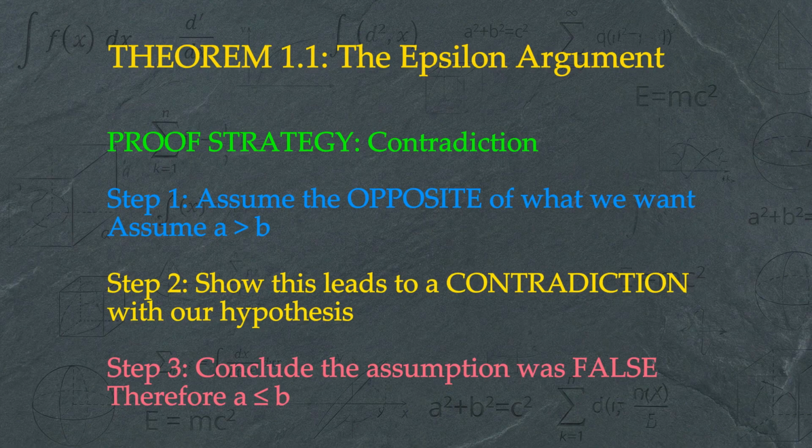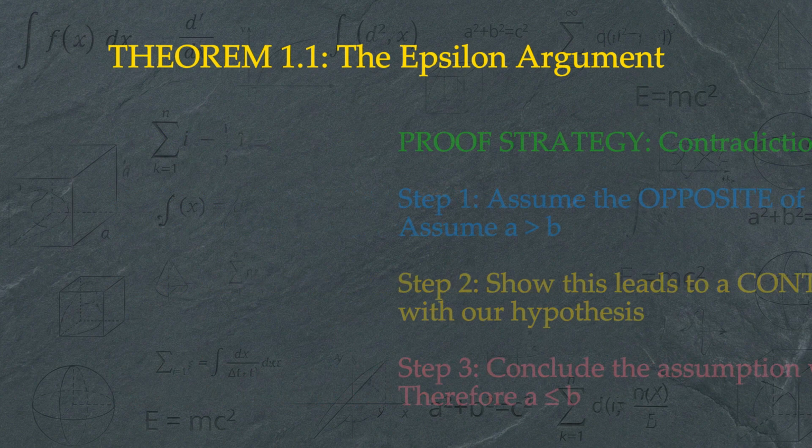We'll prove this by contradiction. We assume the opposite of our conclusion. We assume A is strictly greater than B. Then we'll show this assumption leads to a logical impossibility, forcing us to reject it.